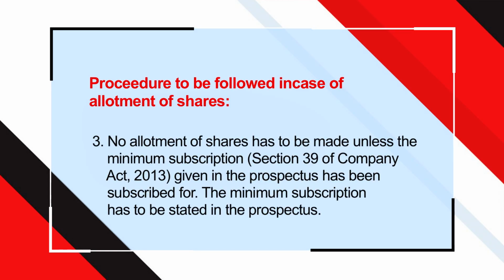Number 3, no allotment of shares has to be made unless the minimum subscription as given in the prospectus has been subscribed for. This is provided in Section 39 of the Companies Act 2013. The minimum subscription has to be stated in the prospectus. The company has to receive the minimum subscription amount within 30 days of the issue of the prospectus, and if this is not done, then the company has to return the amount within the specified time.